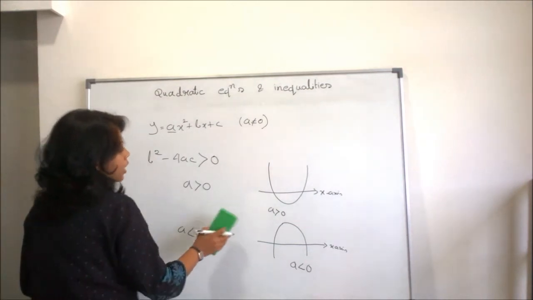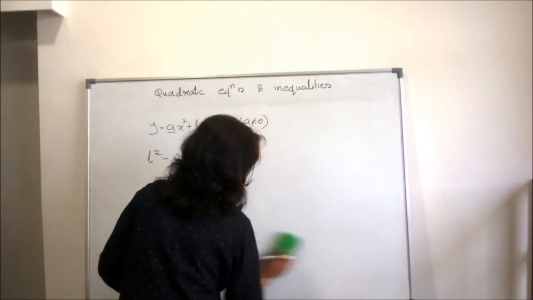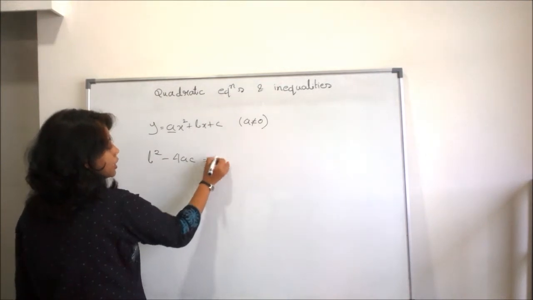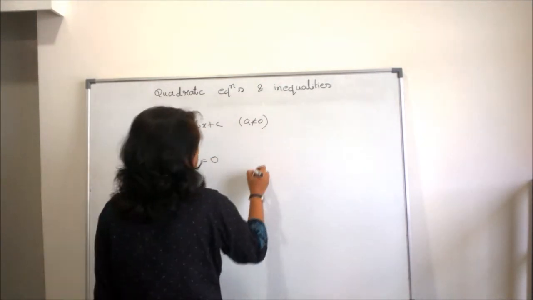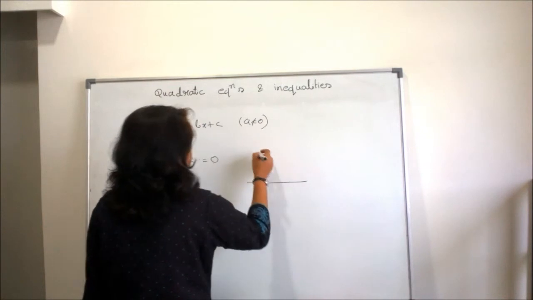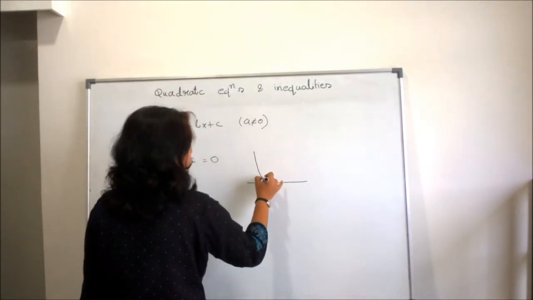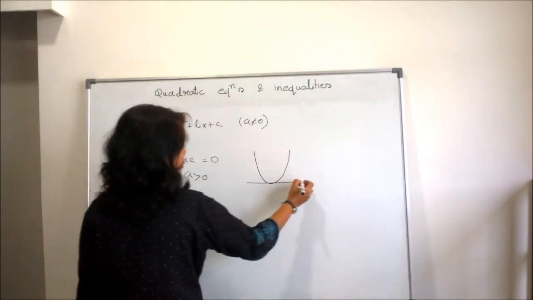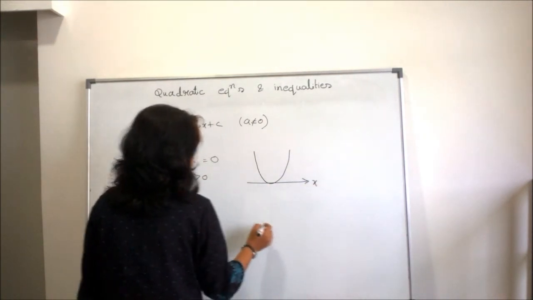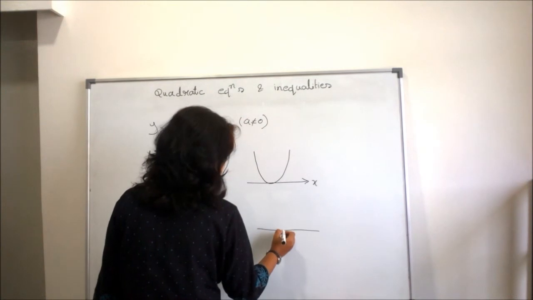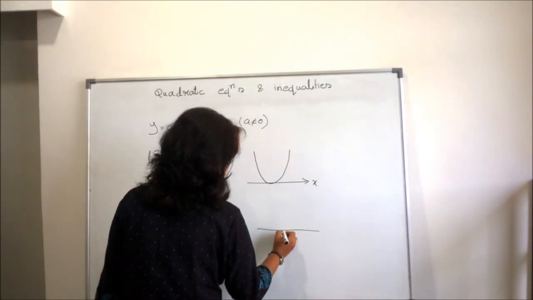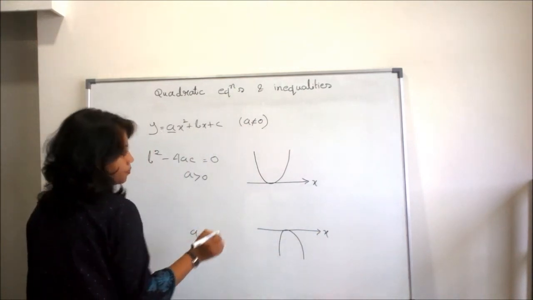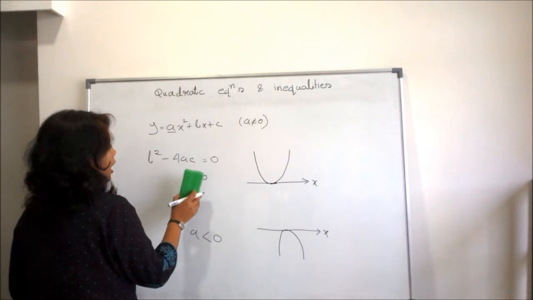Now if the discriminant is 0, then it touches the x-axis when a is greater than 0. This is the x-axis. And it touches the x-axis when a is less than 0.